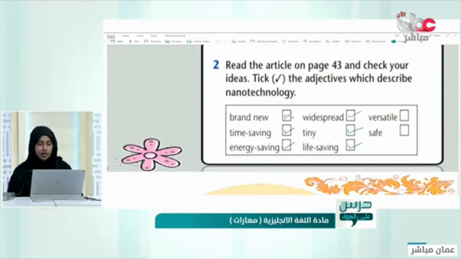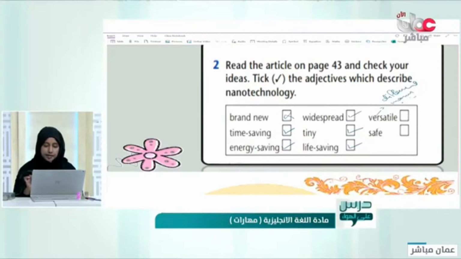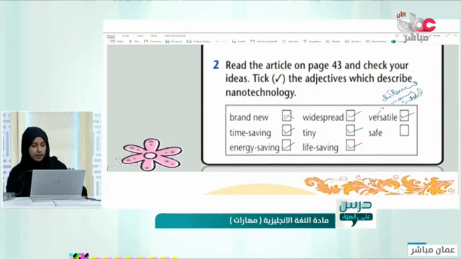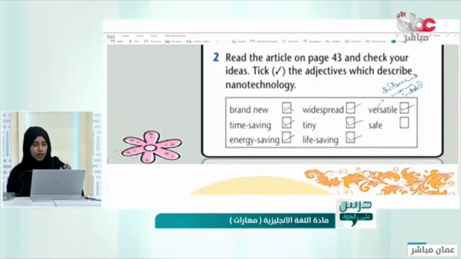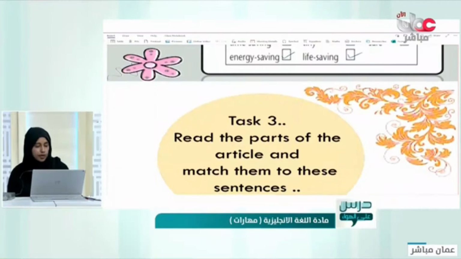Versatile, yes, versatile. What's the meaning of versatile? It means something that has different and many-sided, okay? Many-sided. So again, the adjectives that describe nanotechnology: time-saving, energy-saving, widespread, tiny, life-saving, and versatile. Okay, got it? Excellent. Let's move to task number 3.